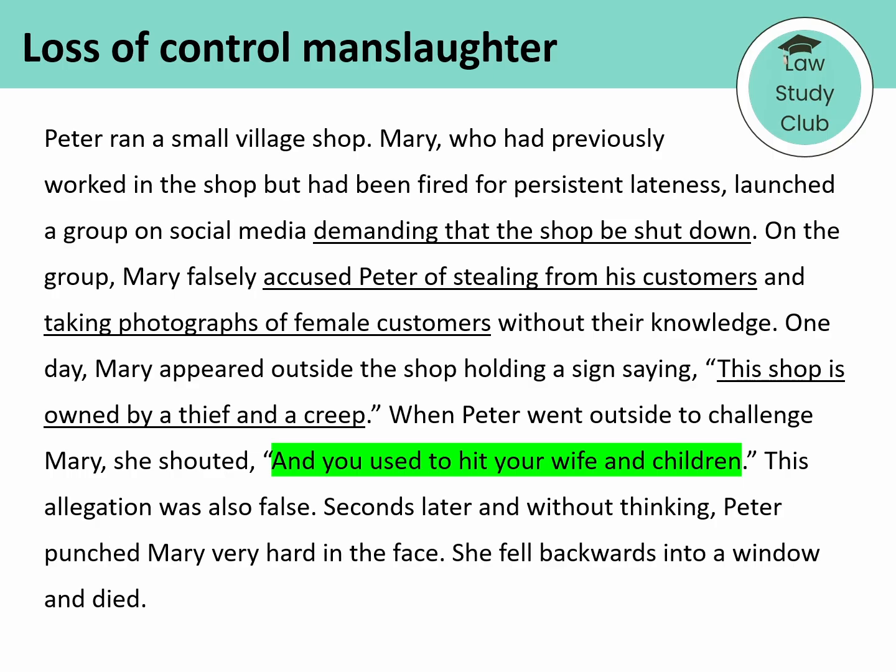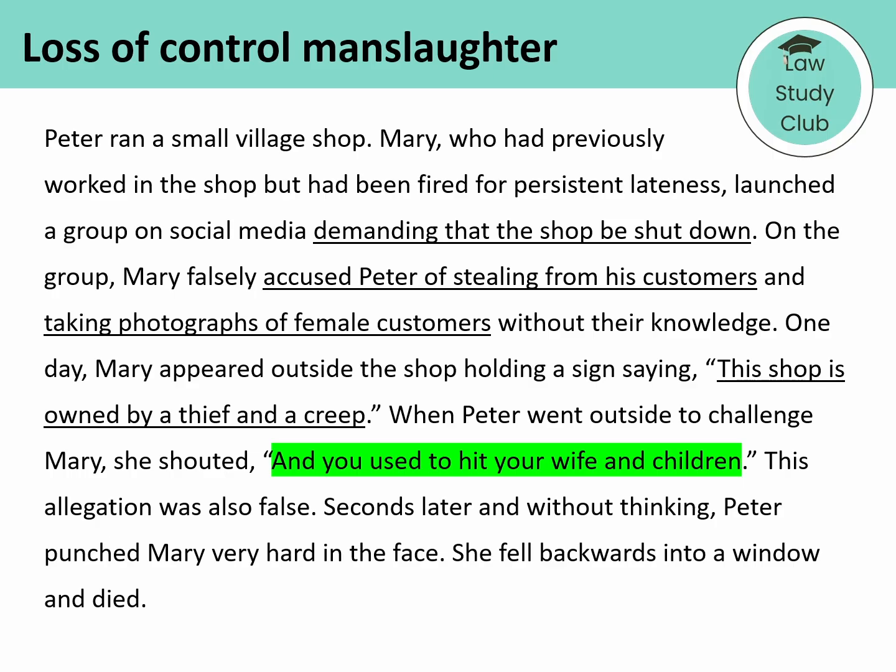So now we need to look for a qualifying trigger. So there's no fear of serious violence here. So we're looking for things done or said by Mary of an extremely grave character that give Peter a justifiable sense of being seriously wronged. Now I've underlined things that Mary said and did that on their own would probably fail this test because they're not bad enough, even though Peter would definitely be pretty upset about them. So the demand that the shop be shut down, the accusations of theft or the accusations of taking the photographs, or even the sign that says the shop is owned by a thief and a creep. On their own, they're probably not grave enough.